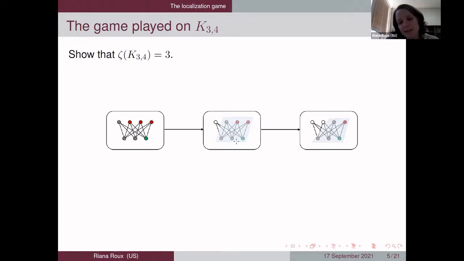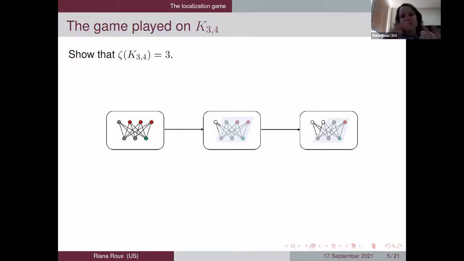We probe 3 again, and you can see that we have now decreased the set that he can be in. So then in the next step, the robber can be in a smaller part of the graph, and then we have enough probes in order to find the robber. So just after 3 steps, we know where the robber is located, and someone else can go and pick him up. So the localization number of the complete bipartite graph K_{3,4} is equal to 3.